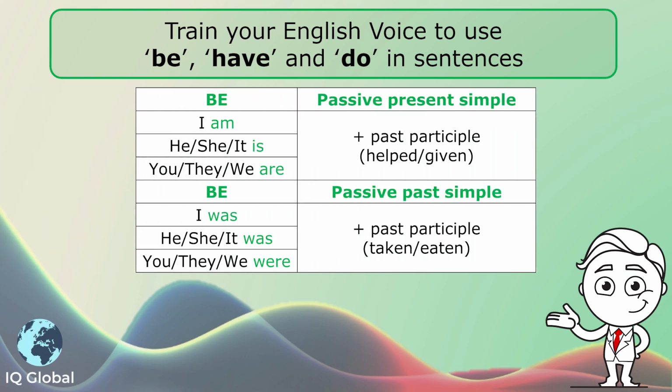Now let's look at be in the passive voice. In the passive present simple, I am, he, she, or it is, you, they, or we are, plus a past participle, such as helped or given. The passive past simple, I was, he, she, or it was, you, they, or we were, plus a past participle, such as taken or eaten.